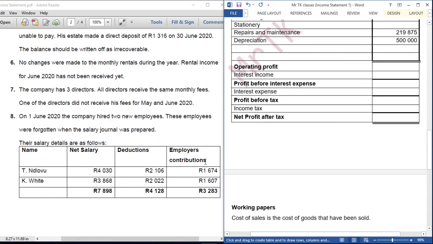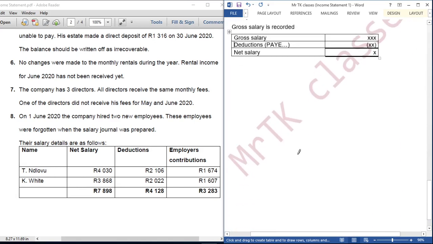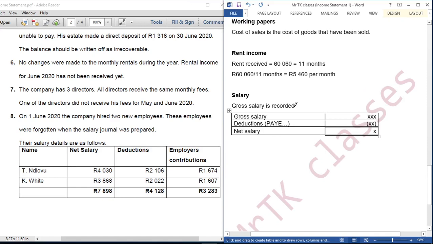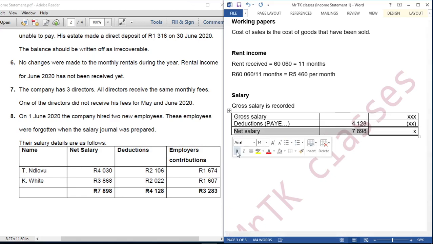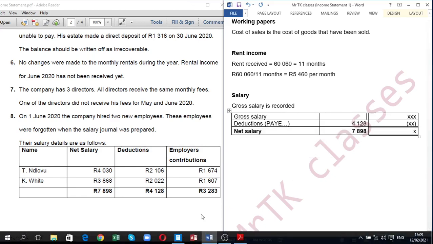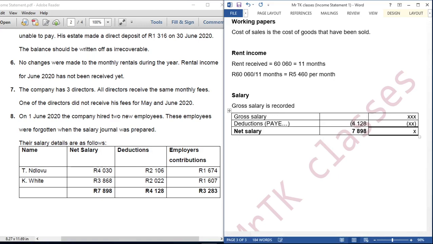Right? Okay. But we have net salary and deductions. And remember, we said gross salary is recorded. Now we need to calculate our gross salary, which is very easy, right? Because remember, if we say gross salary subtract deductions, we get net salary. So here we have net salary of 7,898, and we have deductions of 4,128, right? So what is our gross salary then? Remember, this one we will be subtracting.